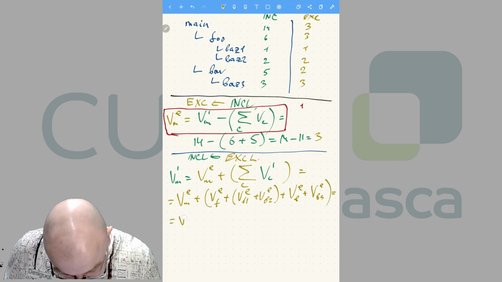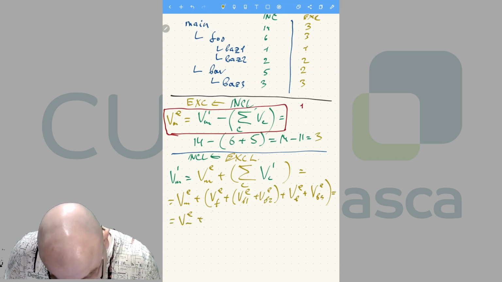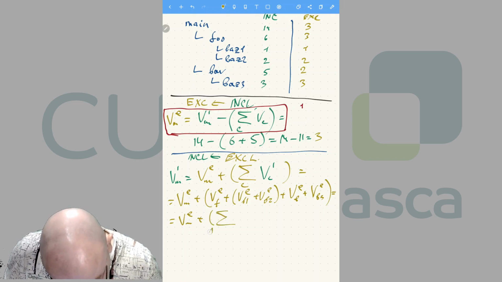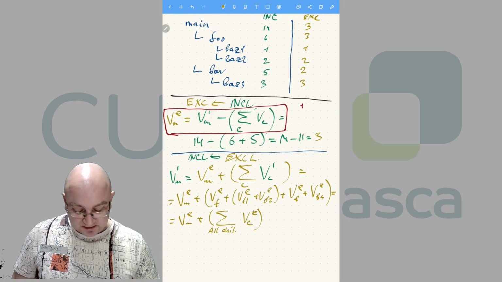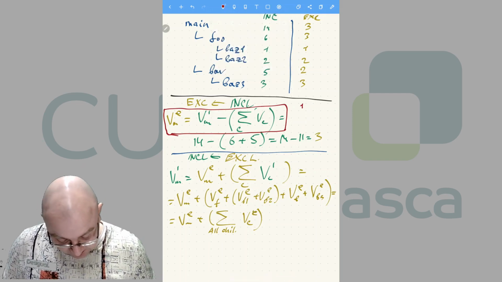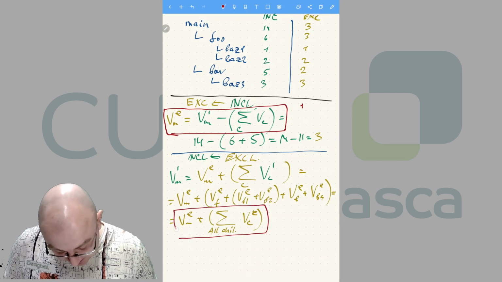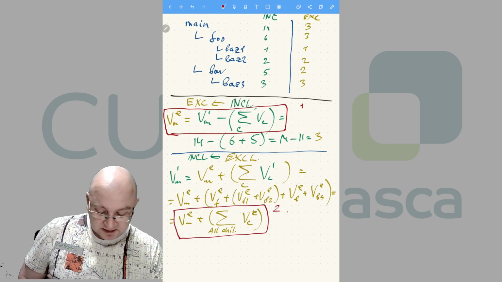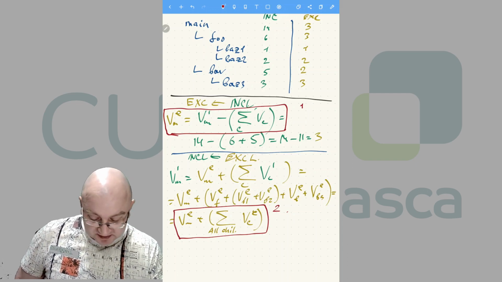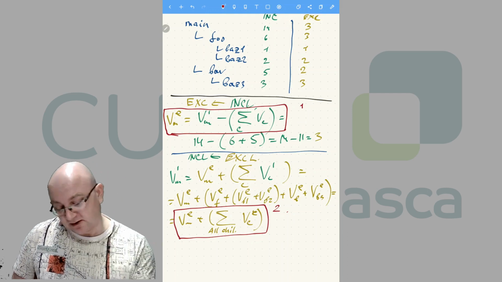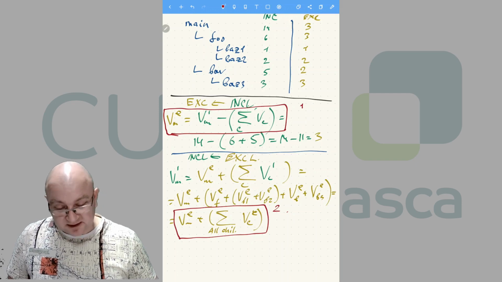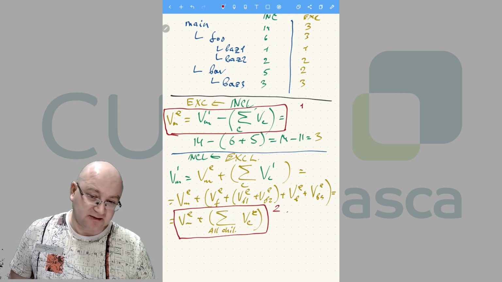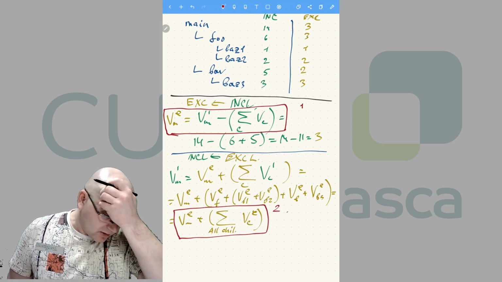basically main plus, we can rewrite it a little bit differently, all children, and here it is like this, and that is the second formula. That's all. These are two formulas, and if we have inclusive data, we can calculate the exclusive form of data. If we have exclusive data, like in case 2, we can calculate its inclusive form.